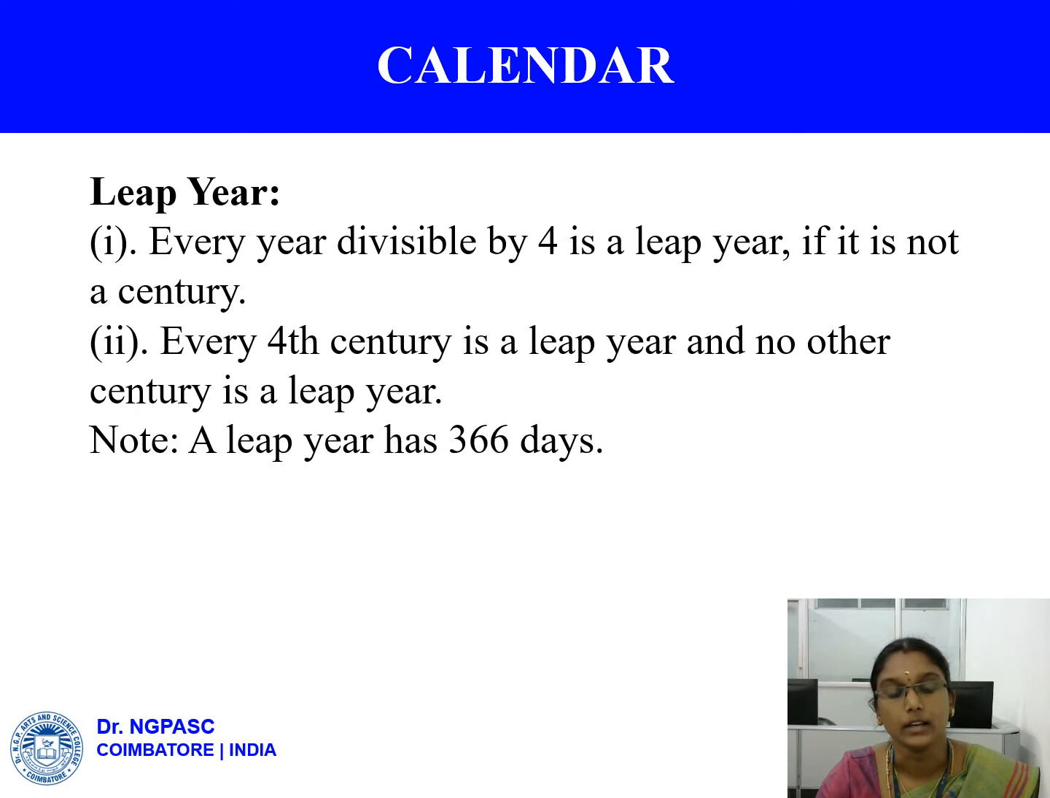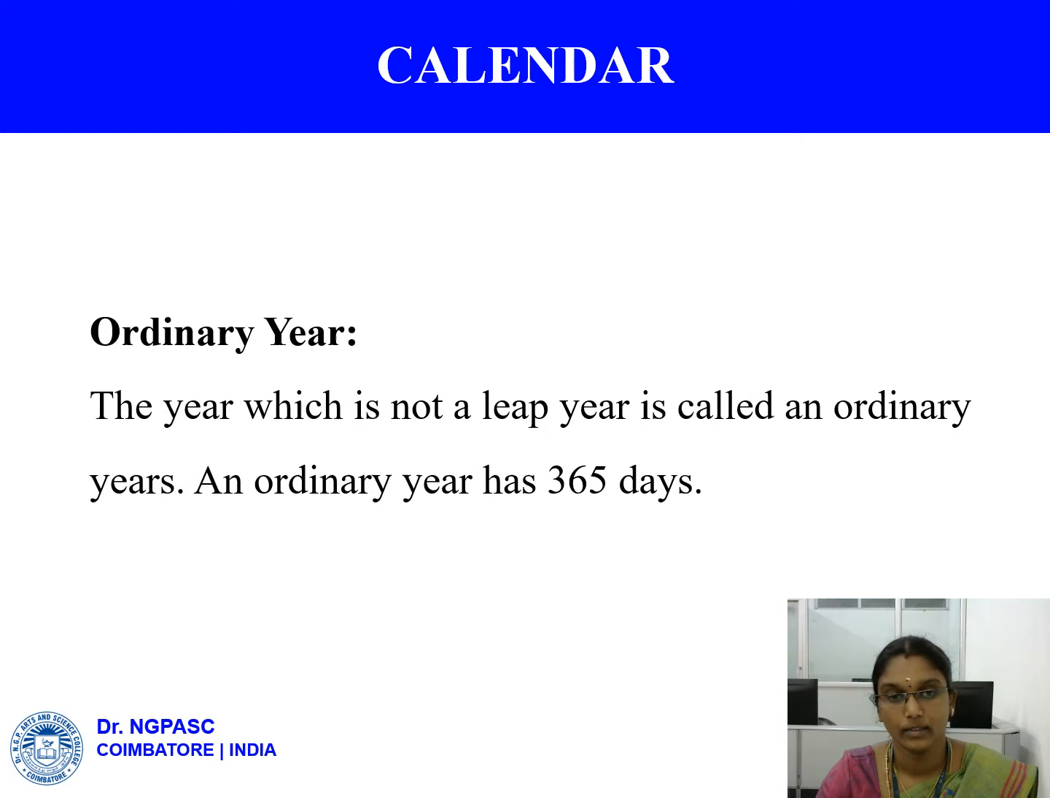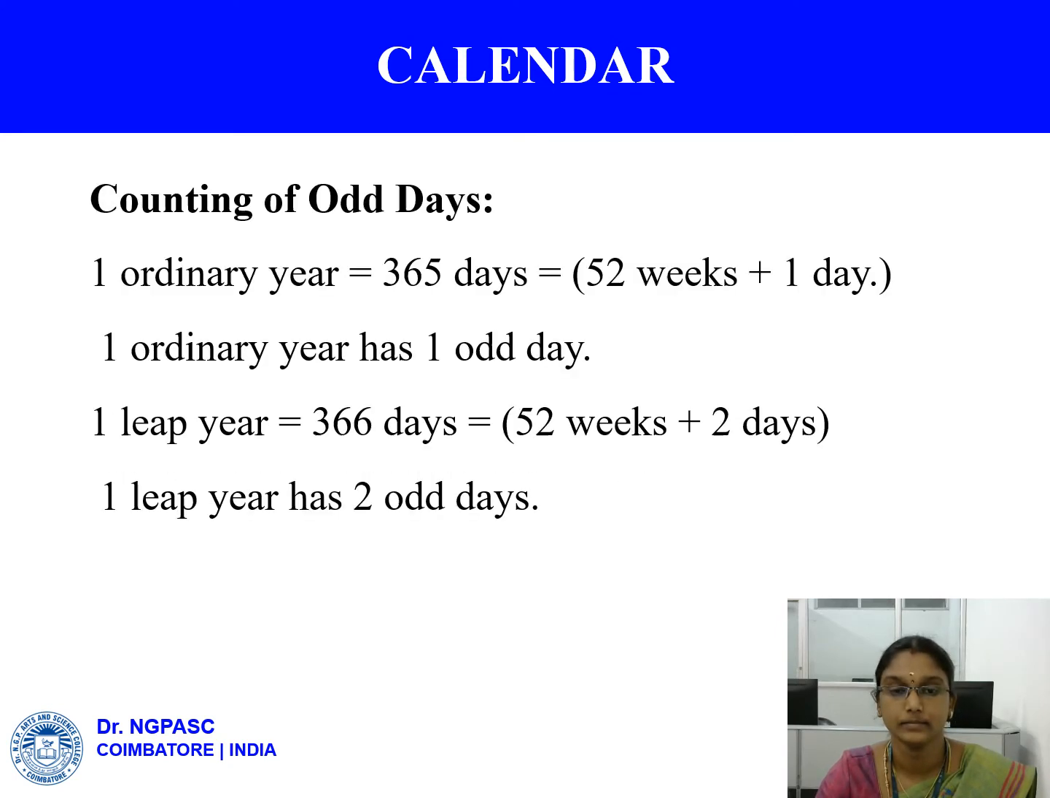Next, leap year. Every year divisible by 4 is a leap year if it is not a century. If a century year is divisible by 400, that is, every fourth century, it is a leap year and no other century is a leap year. A leap year has 366 days because February has 29 days. Next, ordinary year. The year which is not a leap year is called an ordinary year. An ordinary year has 365 days.